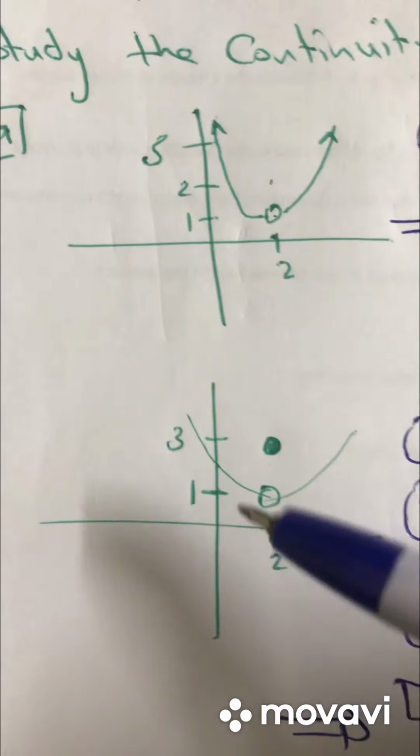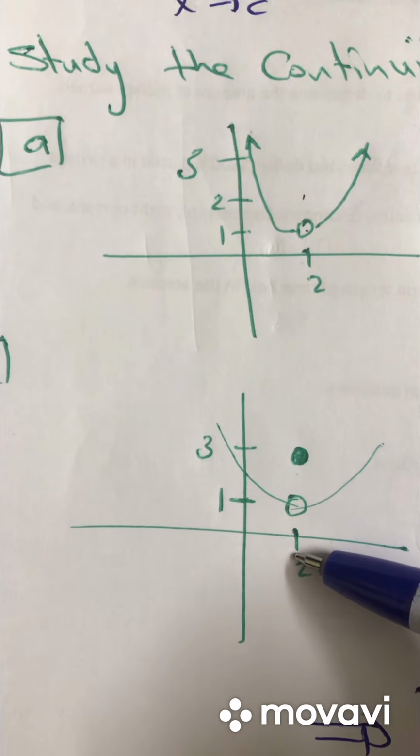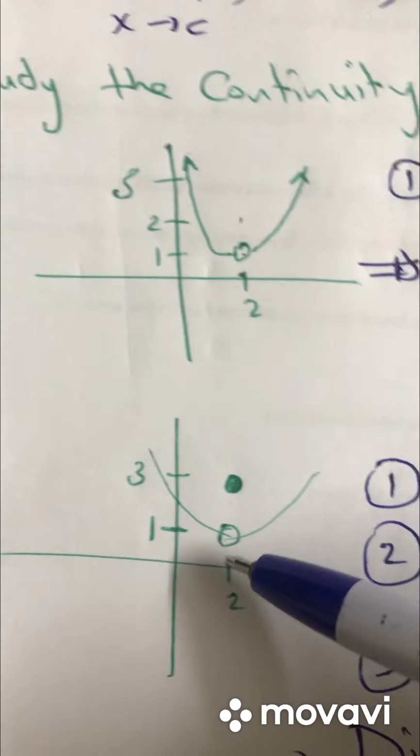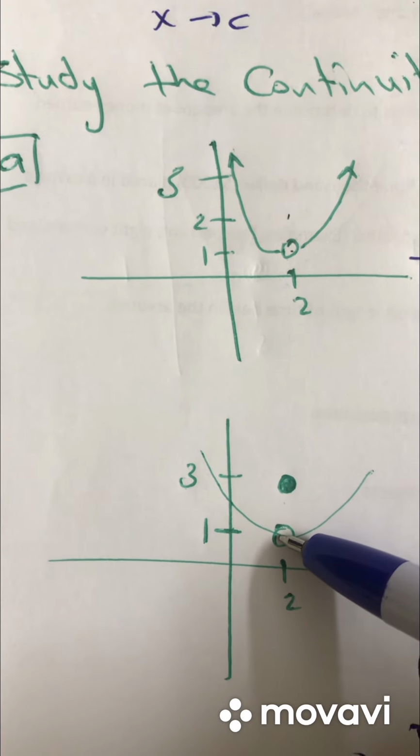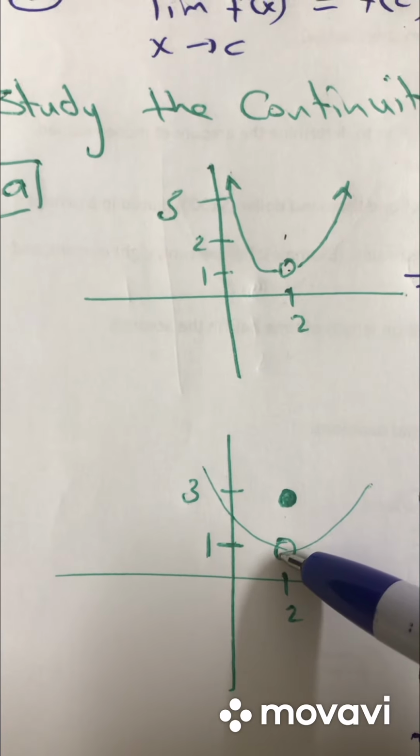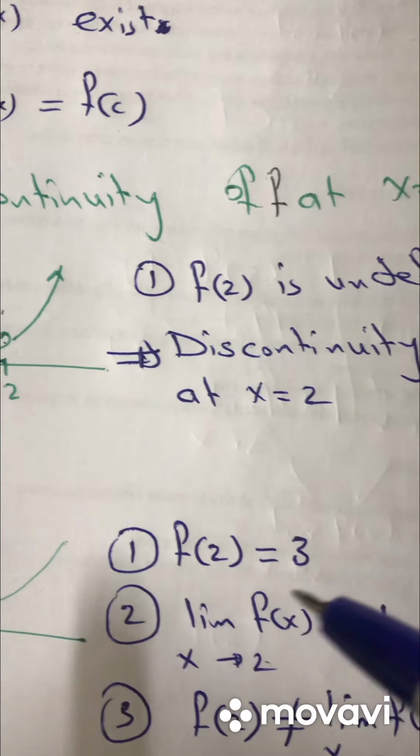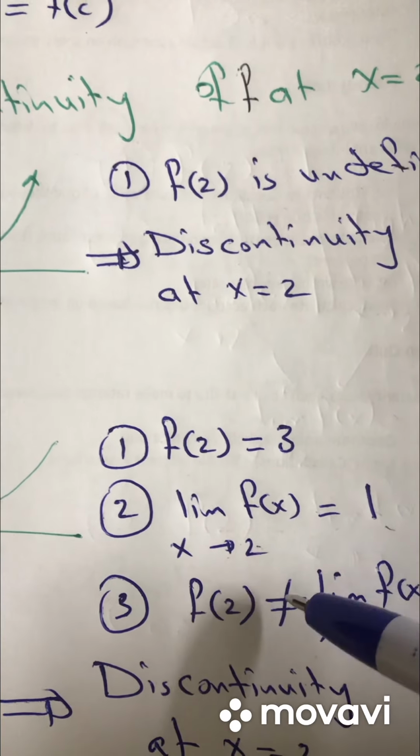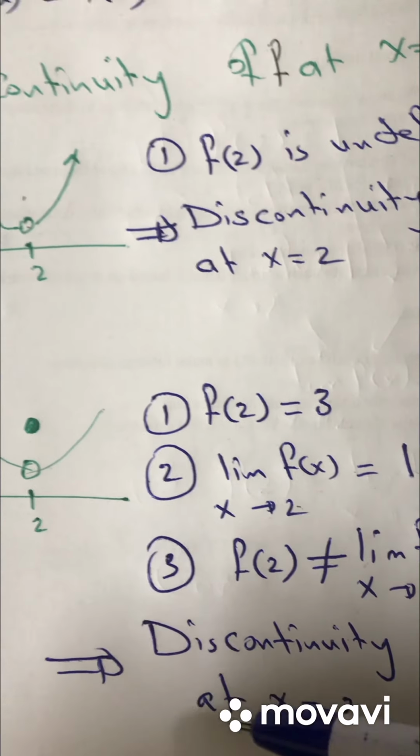Perfect. What about this one? Let us start. If I'm asking for f of 2, you will say that the answer, with the solid dot, is 3. Excellent. If I'm asking about the limit, you will study the limit based on the graph. Approaching from the right, it is as simple as this, a 1. And approaching from the left, it is also a 1. So the limit of f of x as x approaches 2 is 1. Do you think the 3 and the 1 are equal? Is f of 2 equal to the limit? Of course not, they are not equal. So the third condition failed directly. Discontinuity at x is equal to 2.